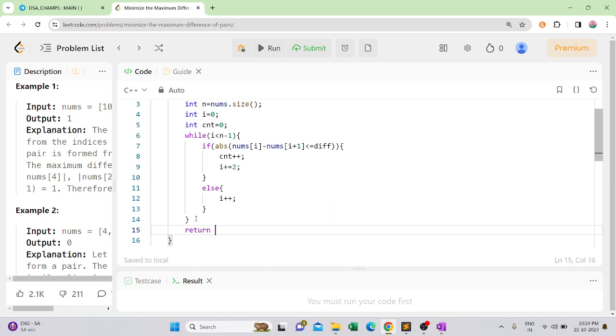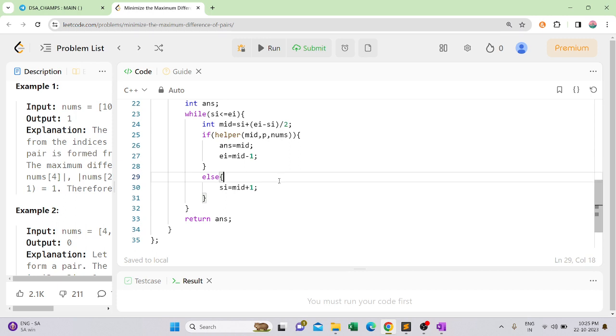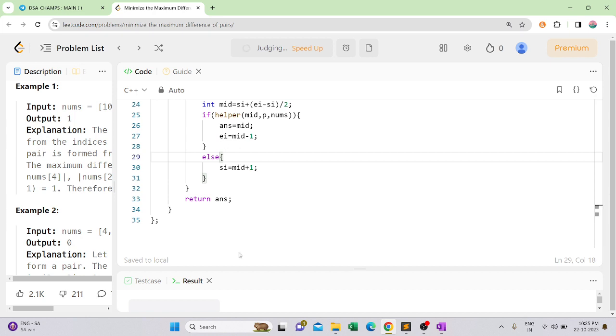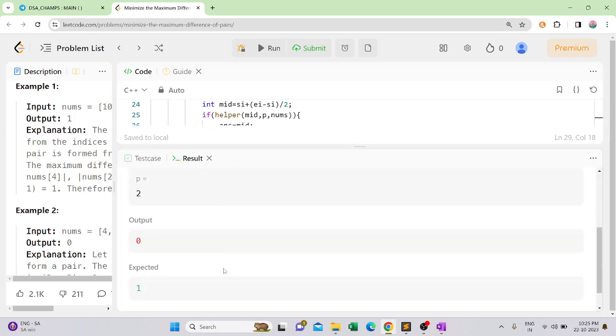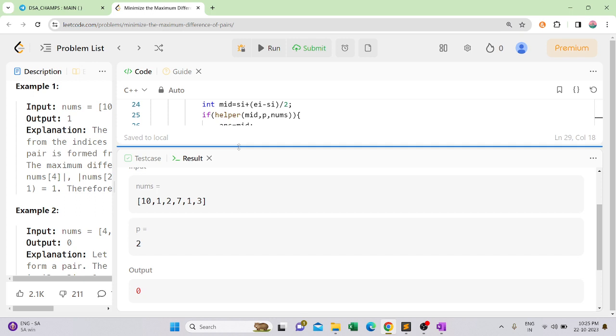So what can we return? We can return whether the number of pairs we got is at least p. And if it is greater than or equal to p, yeah, we are good to go. So we are returning true with that. And yes, let's try to run it once. It's giving us the wrong answer. Why? Let's see. We want the p as 2. Okay.